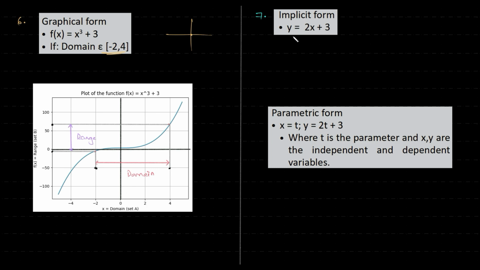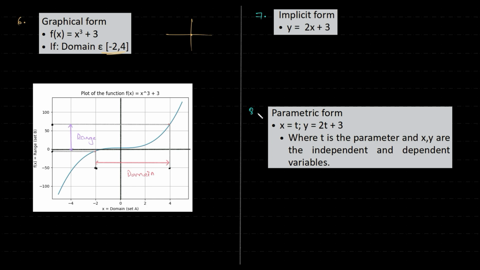Now implicit form. So y is equal to 2x plus 3. As per the books, the implicit form is used when the equation is difficult or impossible to solve for one of the variables. So you are going to write in this manner, implicit form, wherein we are not using f of x and all of that. y is equal to 2x plus 3. This representation is used when we are not able to solve for a variable.